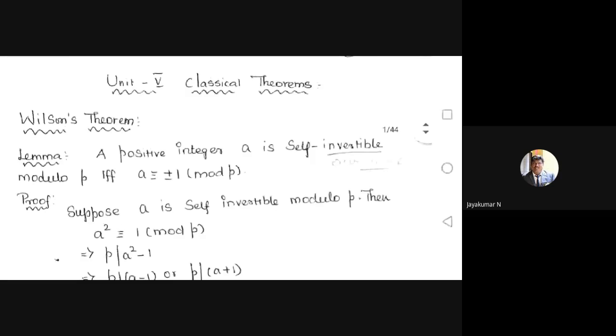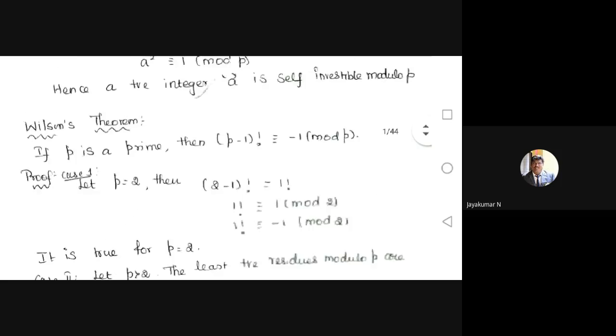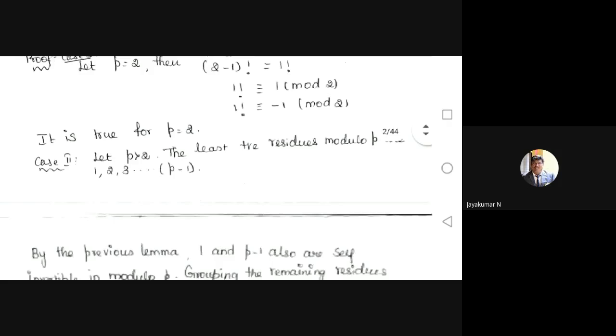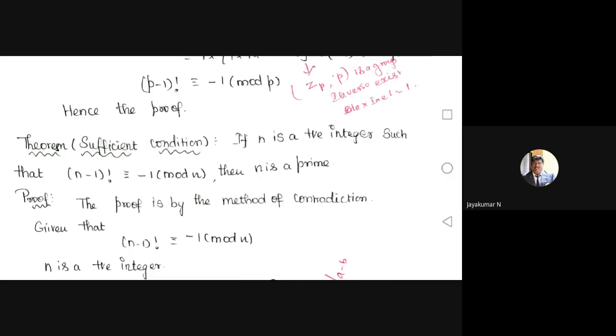We proved the lemma: a positive integer a is self-invertible modulo p if and only if a is congruent to plus or minus 1 mod p. The statement of the Wilson theorem is, if p is a prime, then p minus 1 factorial is congruent to minus 1 mod p. And we also proved the sufficient condition: if n is a positive integer such that n minus 1 factorial is congruent to minus 1 mod n, then n is a prime.